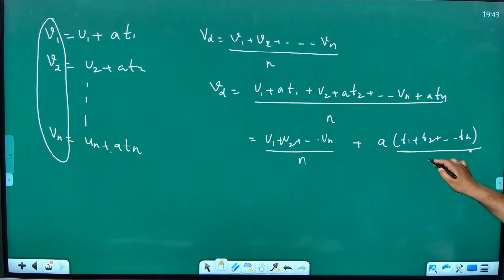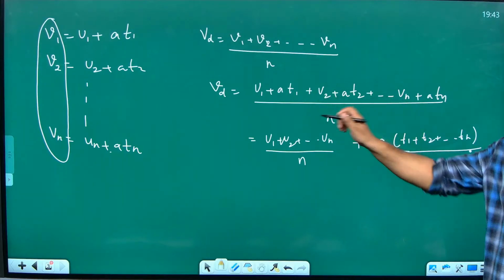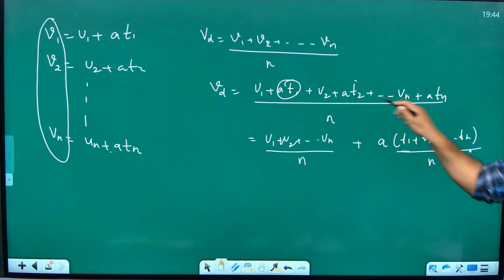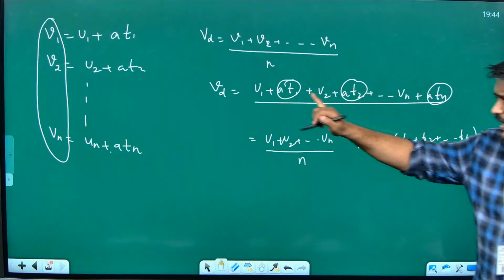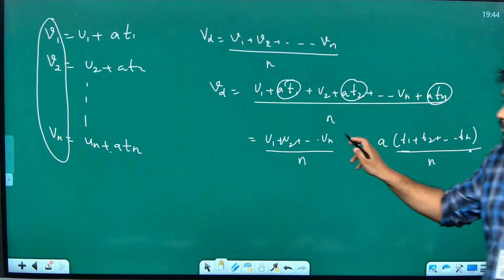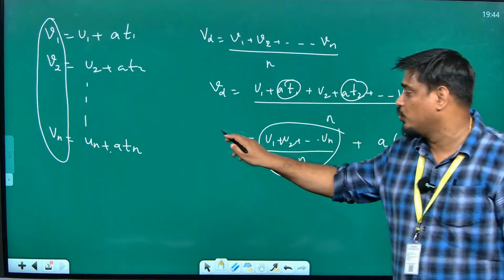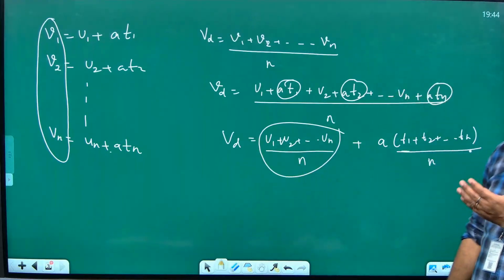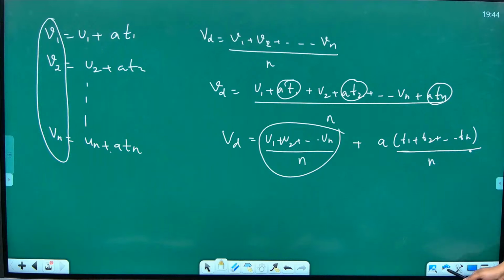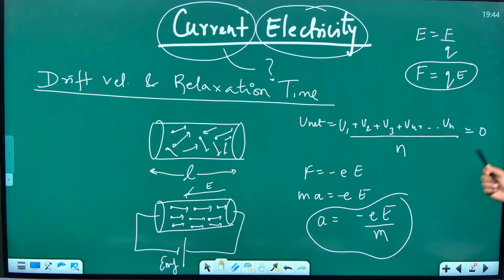Can I write like this? Yes, I can write like this. I'm just breaking these terms AT1, AT2, ATn separately and U1, U2 separately. Why? Because I know the value of U1 plus U2 plus U3 plus U4 up to Un by n is 0. I did know in the previous slide. You remember? This value is 0.